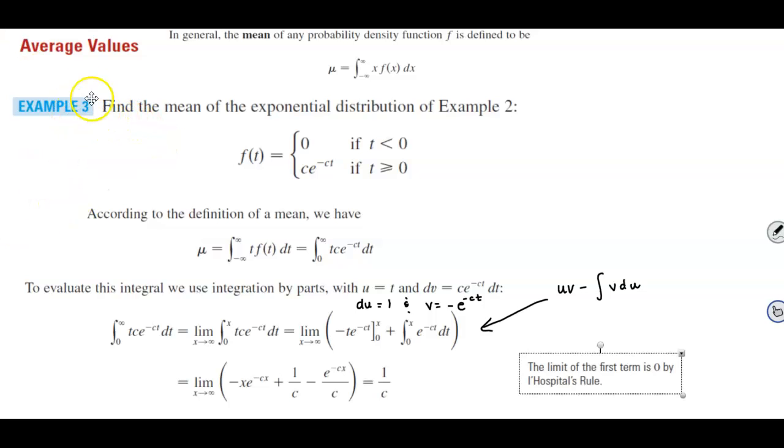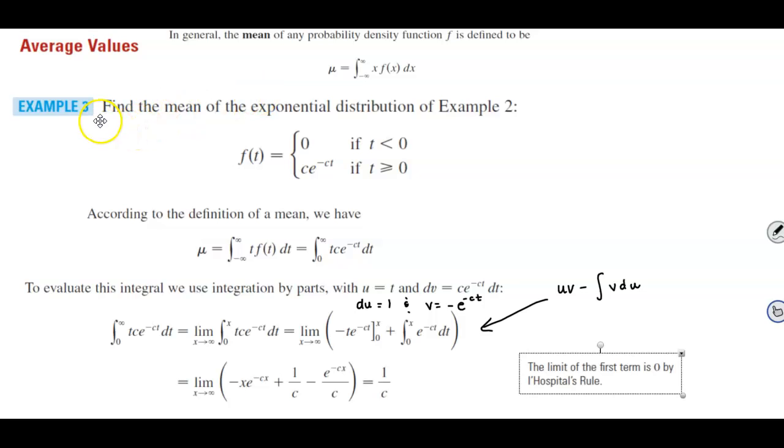In example number 3, we'll be talking about average values. So in general, the mean of any probability density function f is defined to be the following. The population mean, which is this symbol mu, is equal to the integral that goes from negative infinity to infinity, x f of x dx.